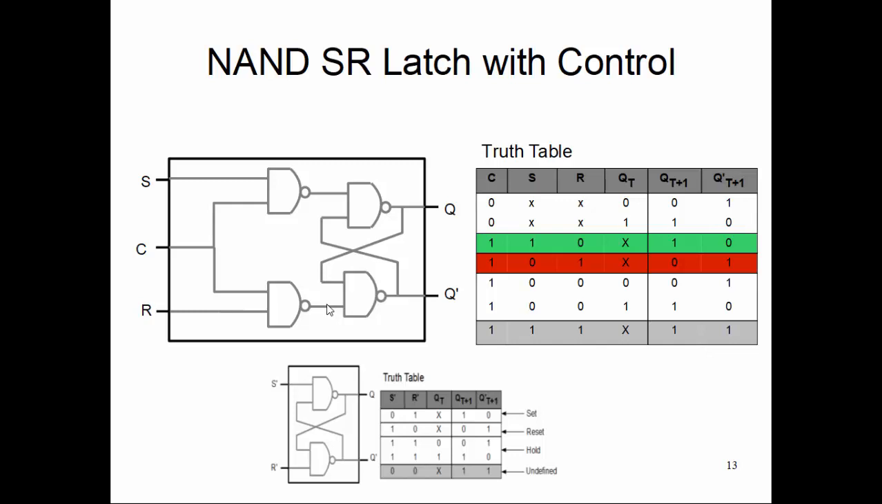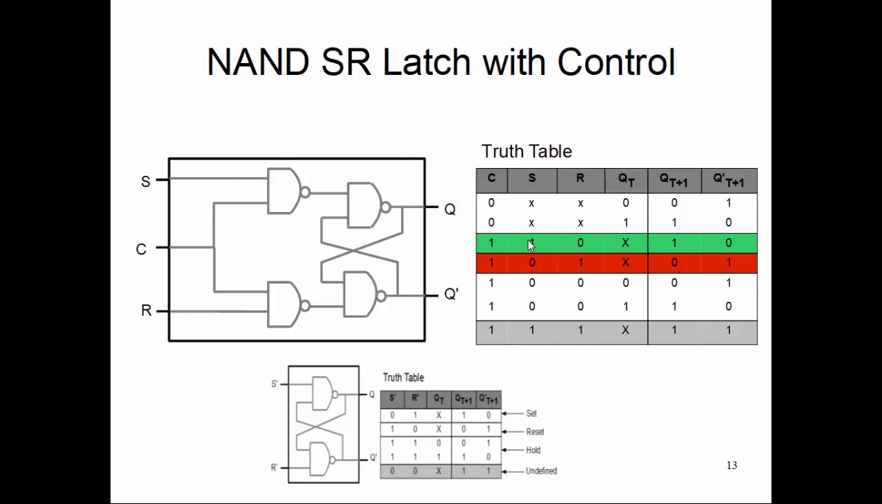So with S at 1, the internal S bar becomes 0, and with R equals 0, the internal R bar becomes 1, which is a set condition for the internal S bar R bar latch. That means for the whole circuit it becomes a set. So no matter what the Qt value is, C equals 1, S equals 1, R equals 0 will give you a Qt plus 1 as 1.